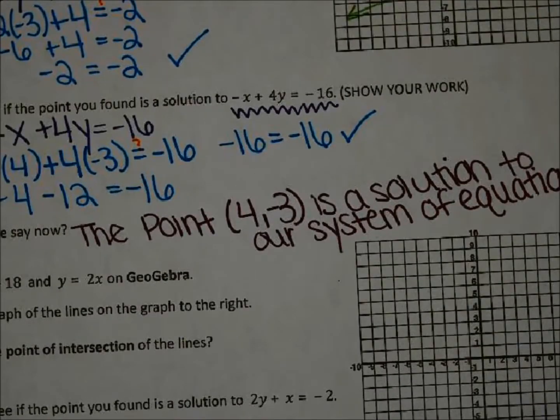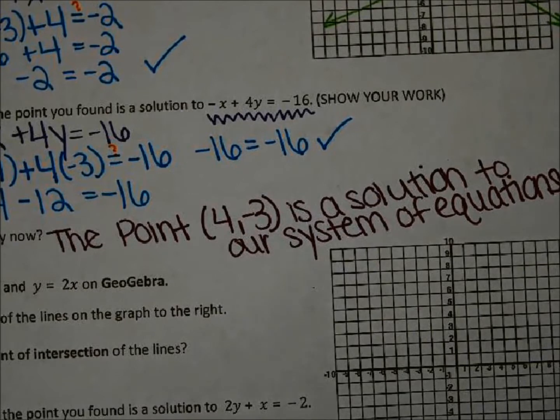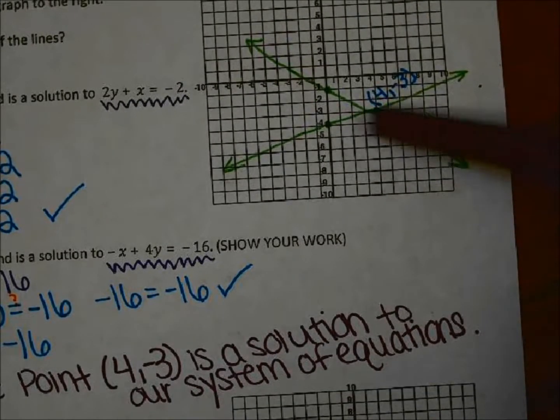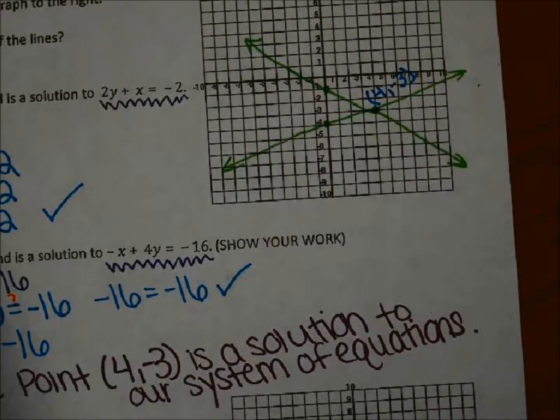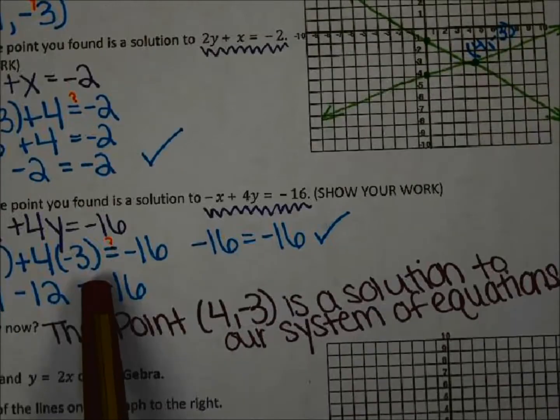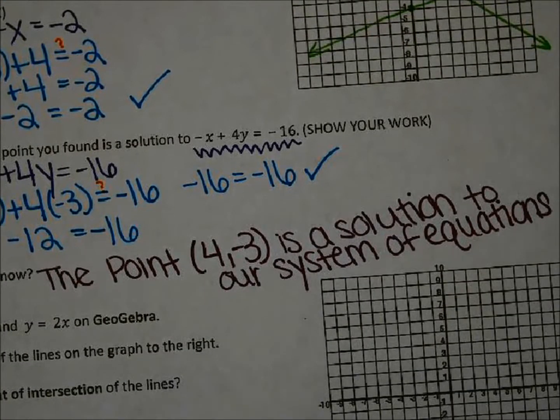So the way you find the solution to a system of equations is you graph it, you look at where it intersects, and then that point should be a solution to both your first equation and your second equation, in which case it is a solution to the system of equations.